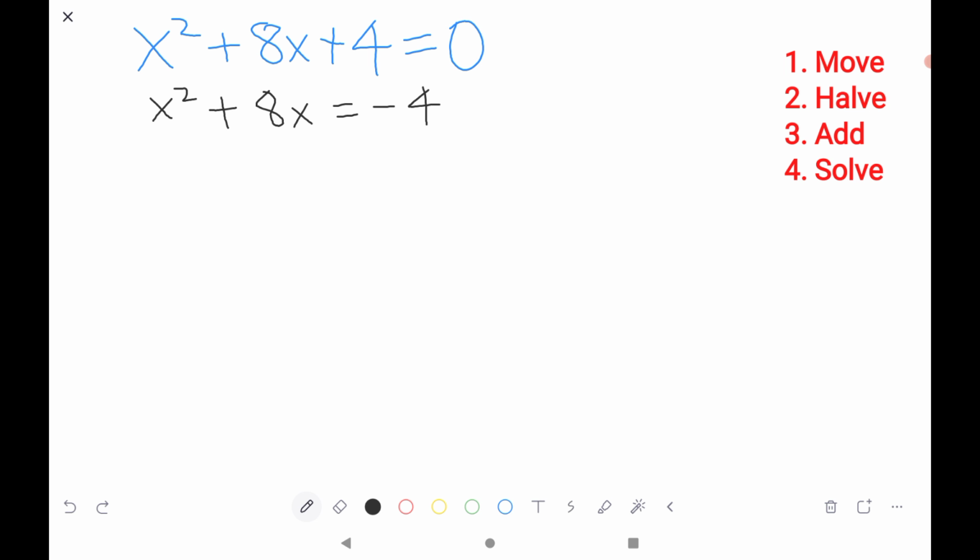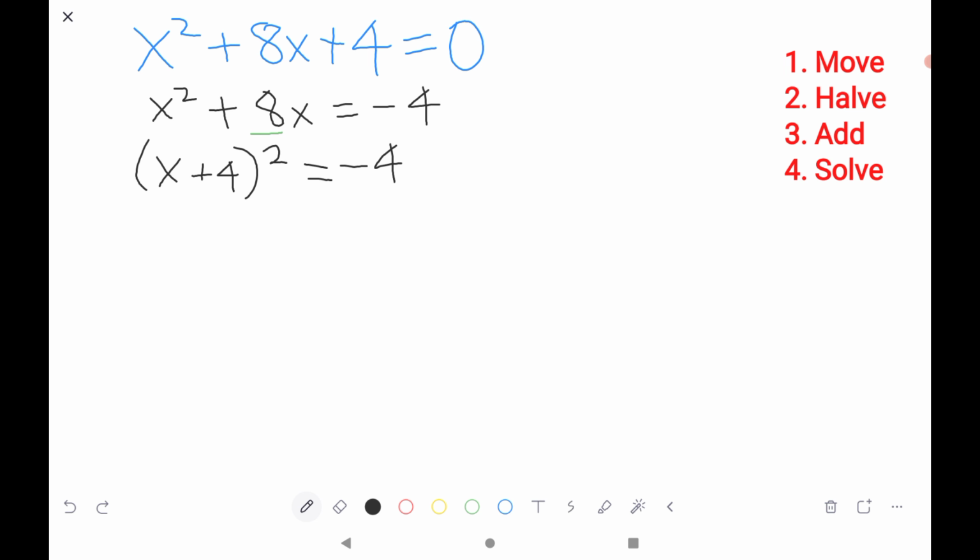Step number 2 is halve. So again, we just write out a bracket, square the bracket, and inside we write x plus half of this value, which is 8. So half of 8 is 4, so we just write the 4 there. And the rest of the equation just remains unchanged.